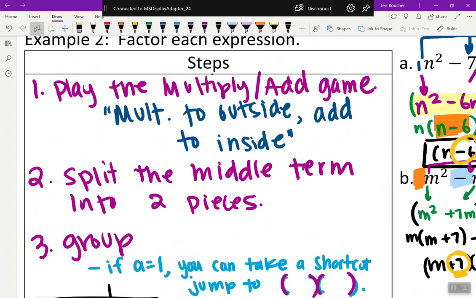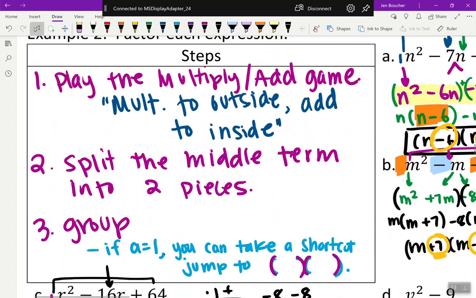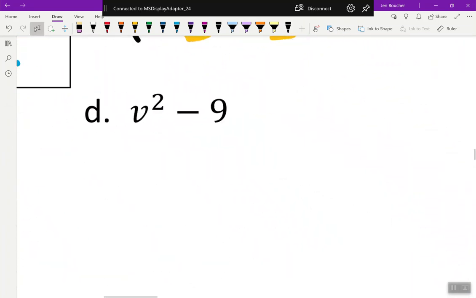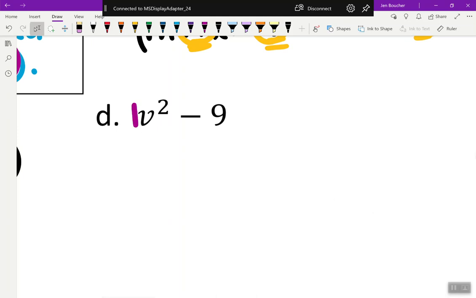Play the multiply add game. The game. All right, let's look at part D. Knowing that since A is 1, we can take the shortcut.